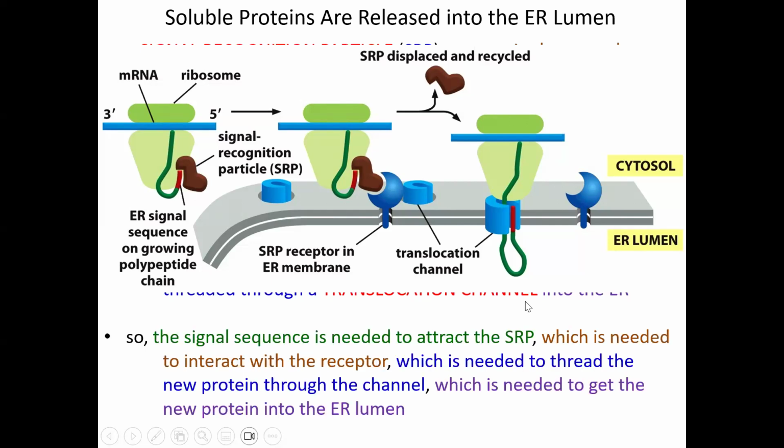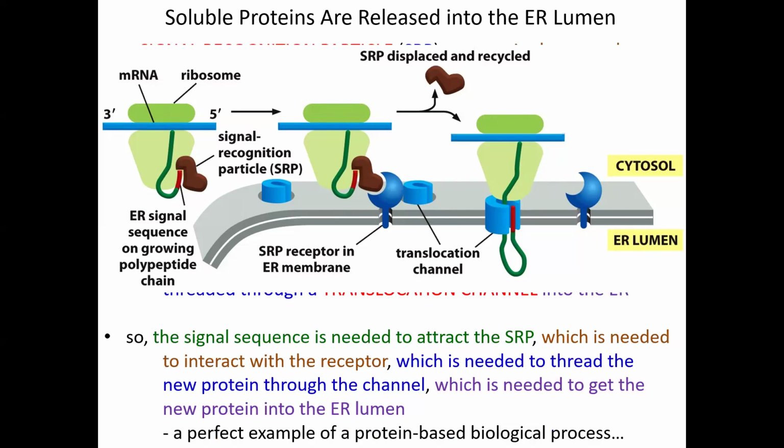threaded through. So the signal sequence is needed first to attract the SRP. The SRP is what allows this protein to be recruited to the surface of the ER through its SRP receptor. The signaling sequence is also what allows this protein to bind to the protein translocation channel. And once bound to the channel, this new protein will be threaded into the ER lumen as it's made. Perfect example of a protein to protein to protein process, right? This stepwise handoff of one protein to another allows this process to occur.